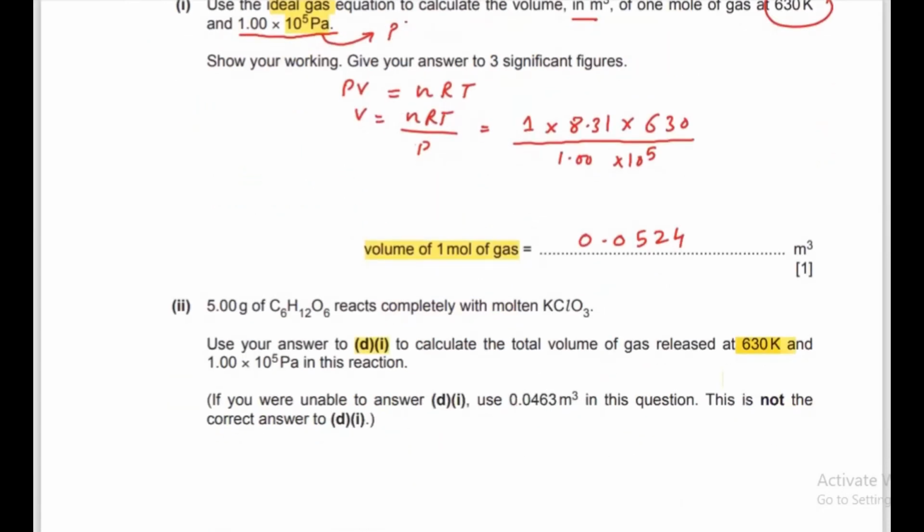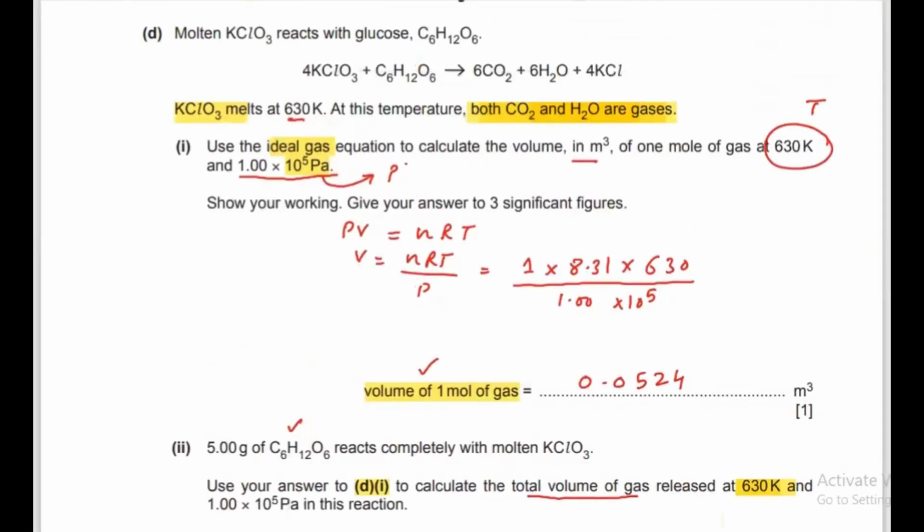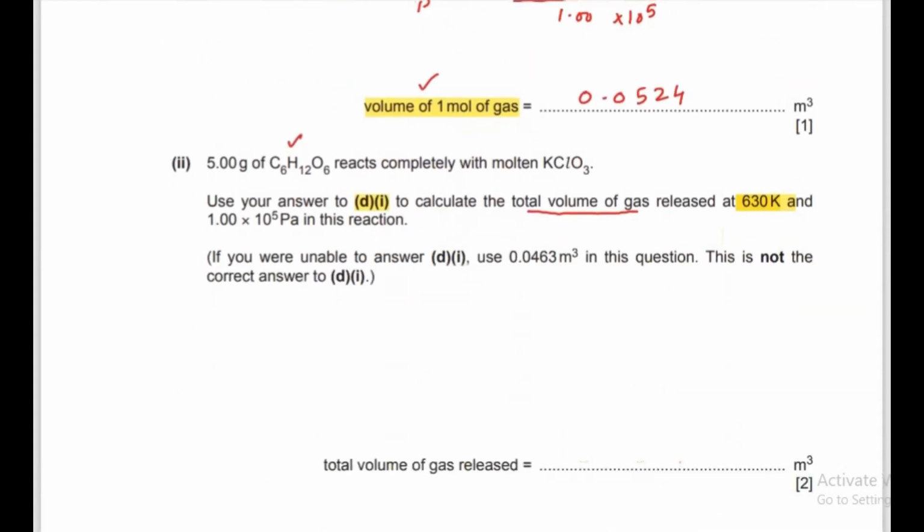Now, 5 grams of glucose react completely with the molten KClO3, which means the glucose is the limiting reagent. So use your answer to D1, the volume of 1 mole of gas, to calculate the total volume of the gas released. According to the equation, there are two gases because the temperature is 630, and the question also says that the carbon dioxide and water are both gases. We have 12 moles of gases on the right hand side, but just look at the data. We have 5 grams of glucose.